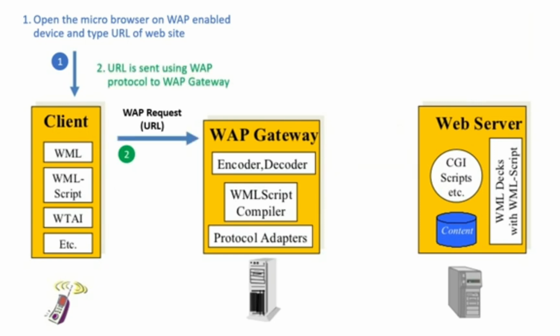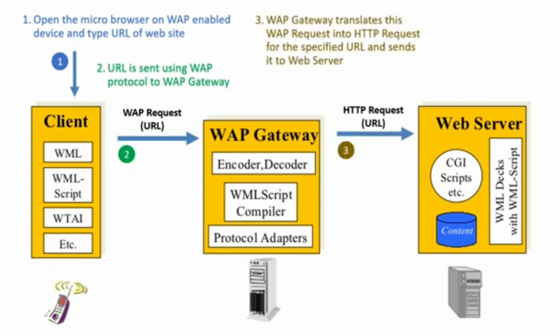Step 2. The URL is sent using the WAP protocol to the WAP gateway. Here, the WAP gateway plays a vital role because the client sends the WAP request, that is the URL, to the WAP gateway. Next, the WAP gateway converts this URL request into an HTTP request to the web server. Why does the WAP gateway convert the WAP request into an HTTP request? Because the web server does not have the capability to understand a WAP request.